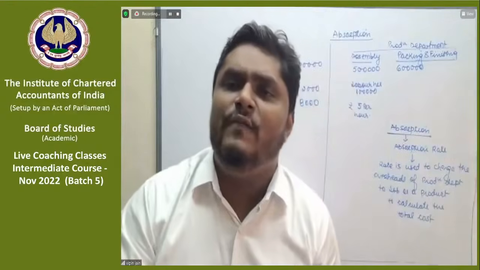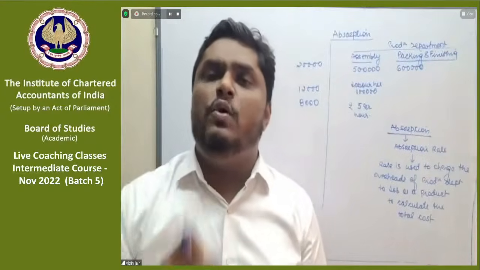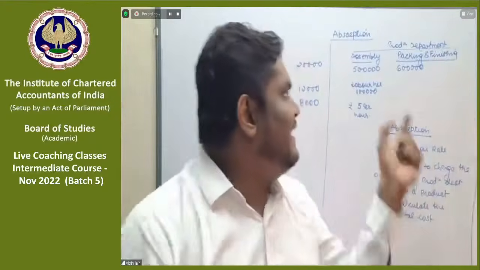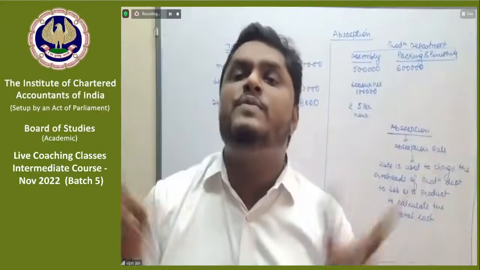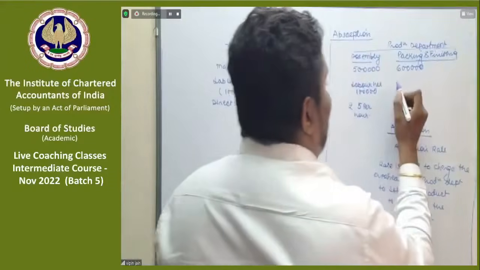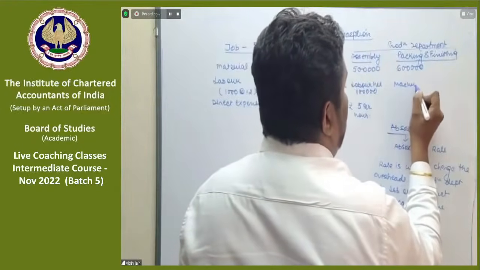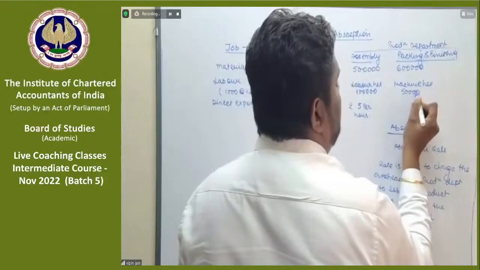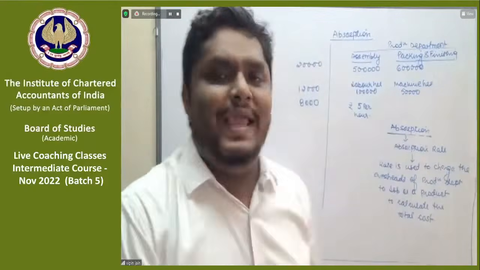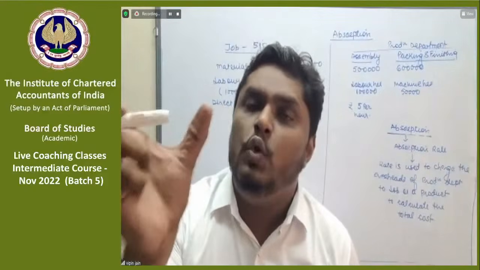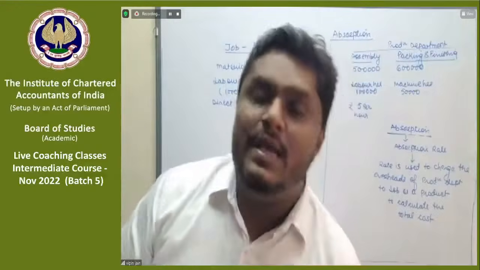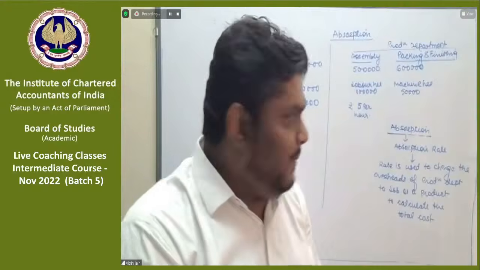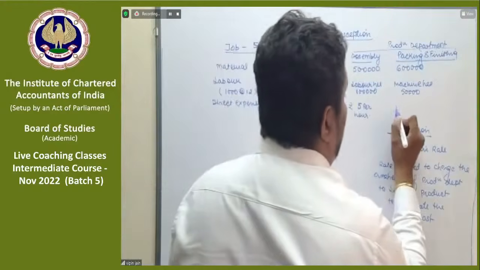Since maximum of the work is done on machine, it is a machine oriented department. Further, the question has clearly mentioned that the overheads of packing and finishing department will be absorbed on the basis of machine hours. Let's say we have 50,000 machine hours. So we can calculate the machine hour rate: the total overheads are 6 lakh, incurred for 50,000 machine hours. So the rate per hour will be rupees 12 per hour.